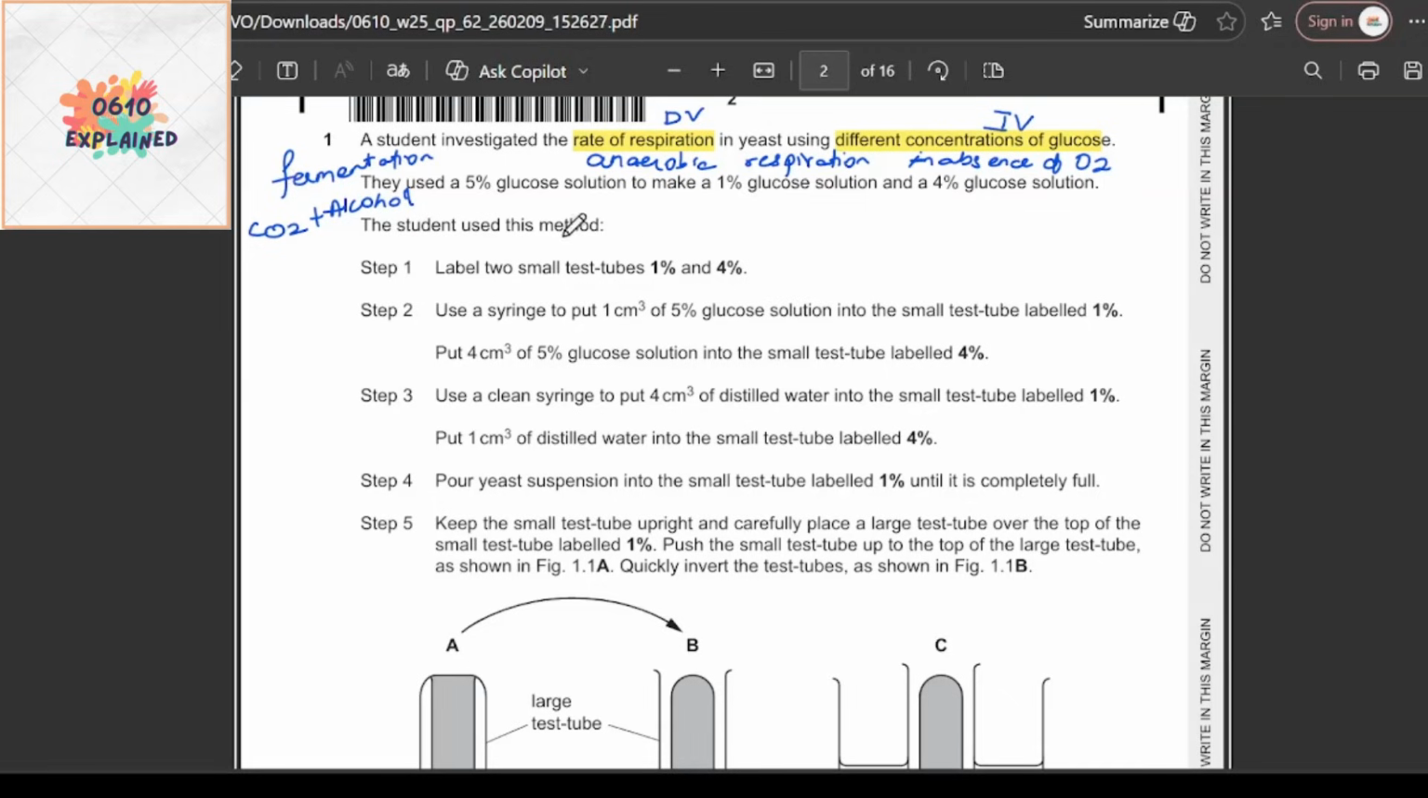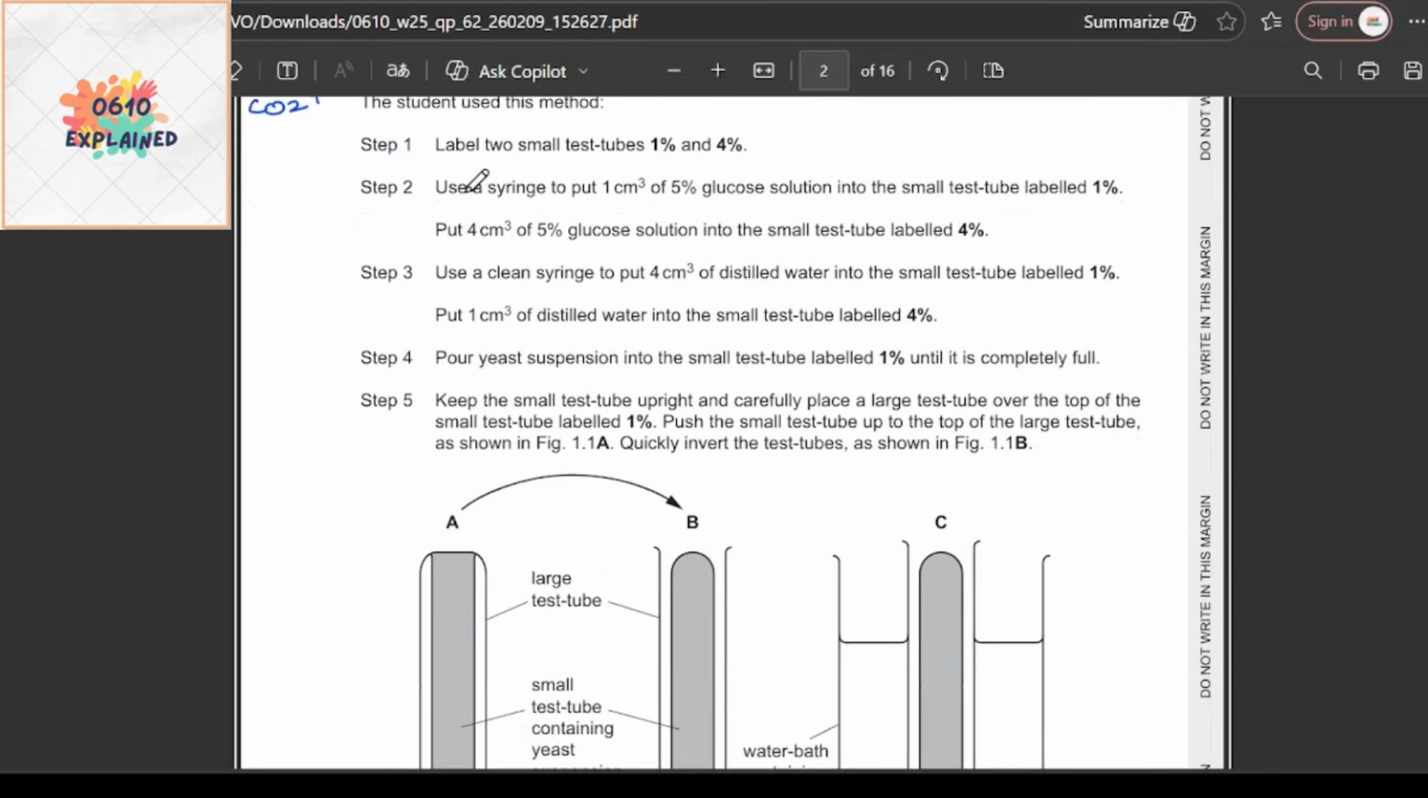To continue with this question ahead, they used 5% glucose solution to make 1% glucose solution and 4% glucose solution. So they have started with an initial 5% glucose and they are making two different concentrations, which is our independent variable, that is 1% glucose and 4% glucose solution. The student used the method as follows.